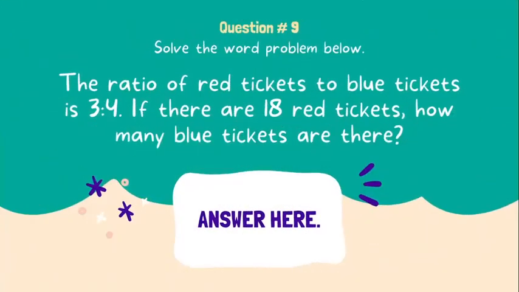Question number 9. Solve the word problem below. The ratio of red tickets to blue tickets is 3 to 4. If there are 18 red tickets, how many blue tickets are there? So this problem is an example of finding the missing term. This will be the equation. 3 to 4 is equal to 8 to n. Find the missing term. Kung ang iyong sagot ay 24, magaling!